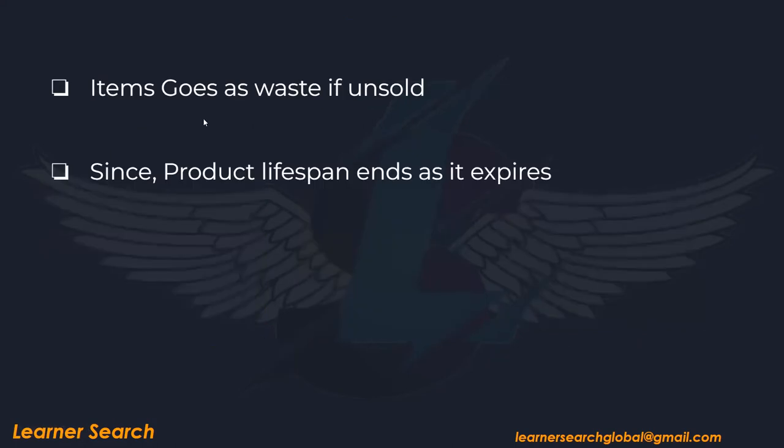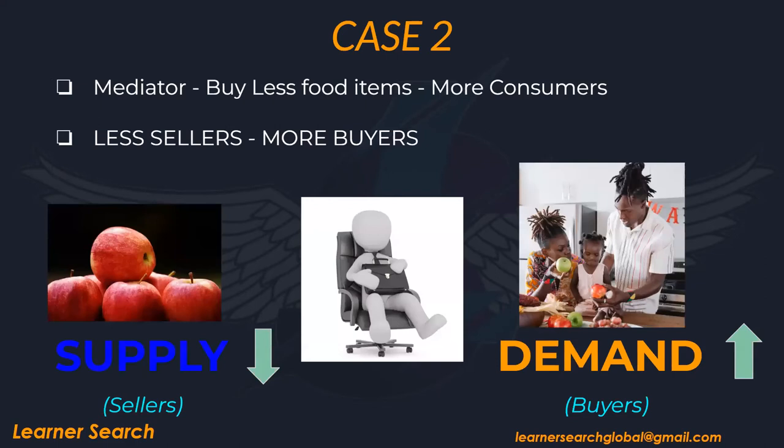What happens in this case is the item goes to waste if unsold. Items in the sense here are food items, or we can relate it to a product. The product goes to waste if unsold, since the product lifespan ends as it expires. Every product has its own lifespan, right? So once the lifespan is over, it expires. Now let's take case two.